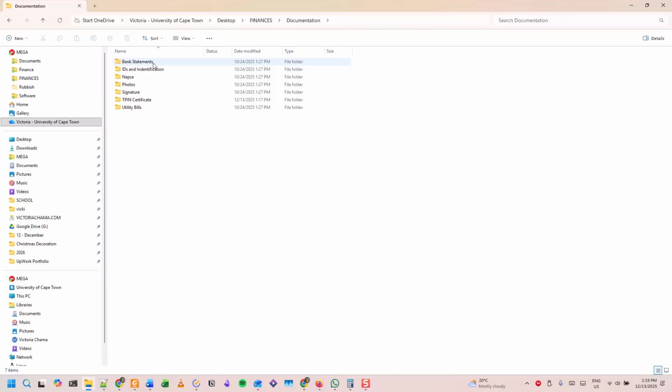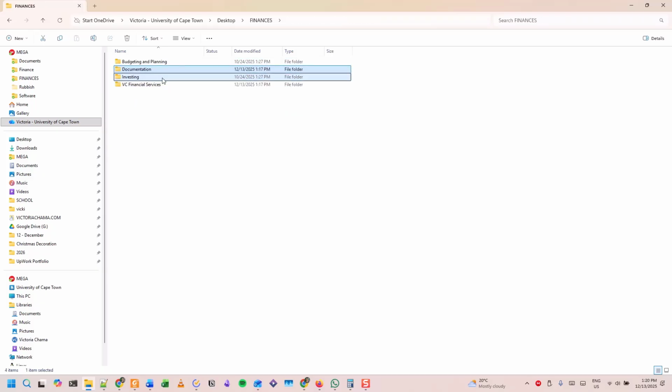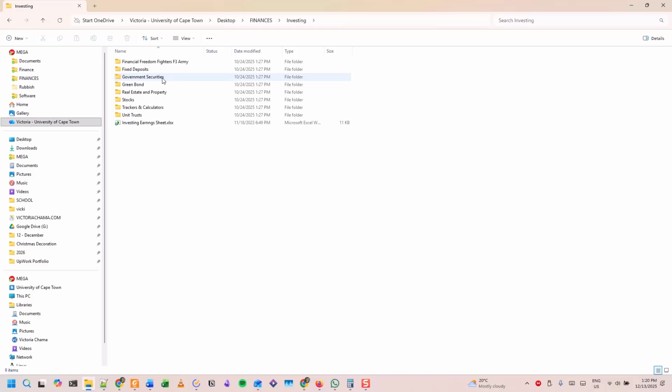If we go into the documentation service, let's say we are organizing your bank statements, I can organize this into specific banks. I look at investing. I have further divided this into the different types of assets that a particular individual client has.